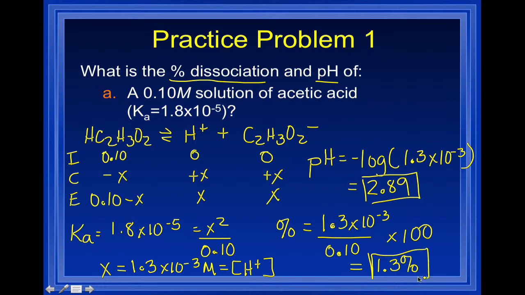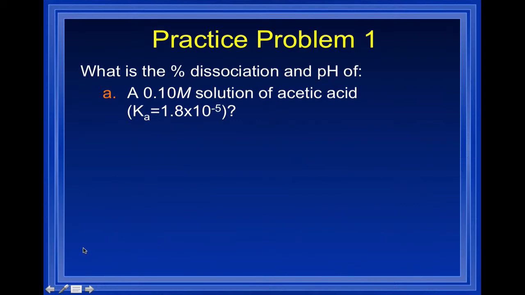So those are the two values, and we want to write those down and keep them because we're going to compare it now. If we add a salt to this solution, how does that affect the pH, and how is that going to affect the percent dissociation? So that was part A. That should look very familiar to you.